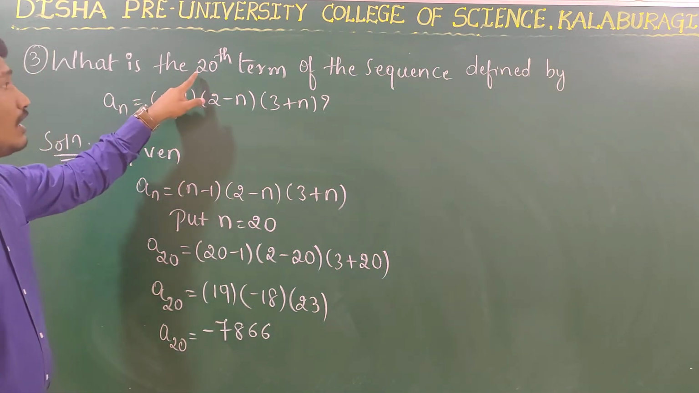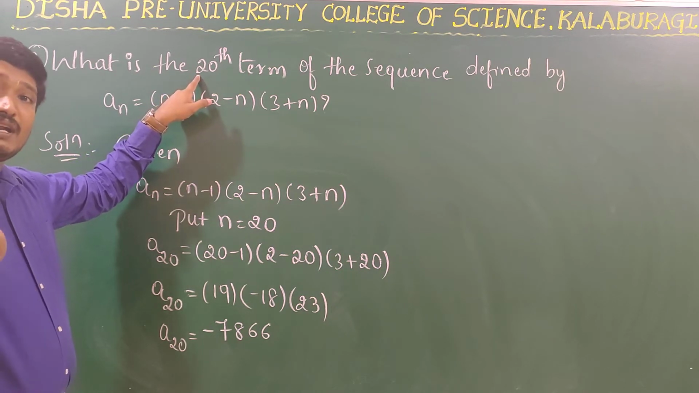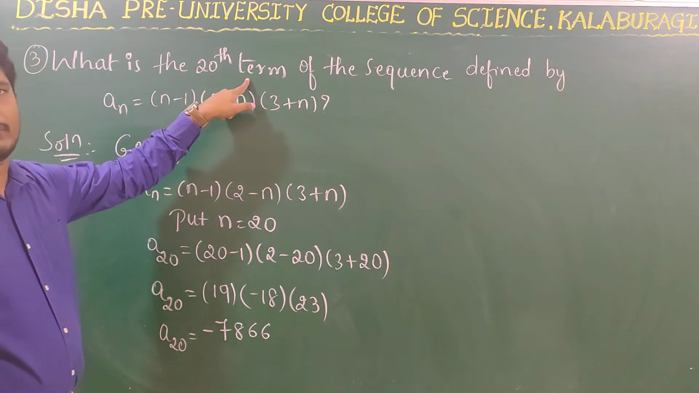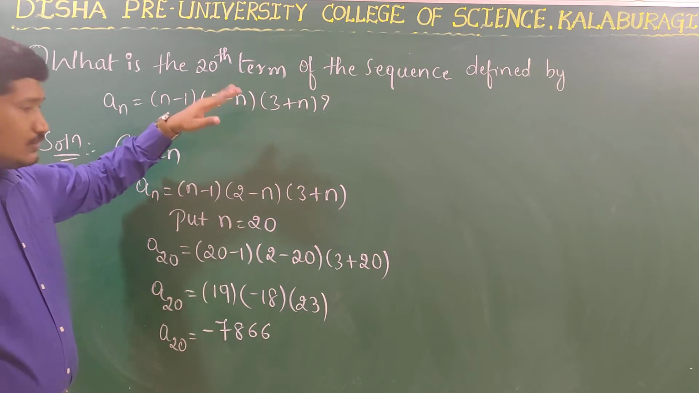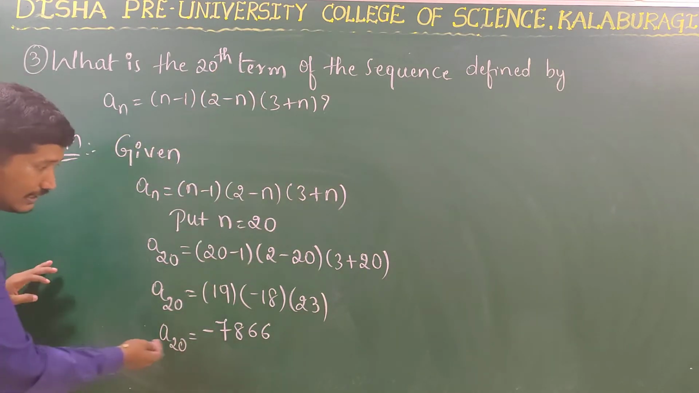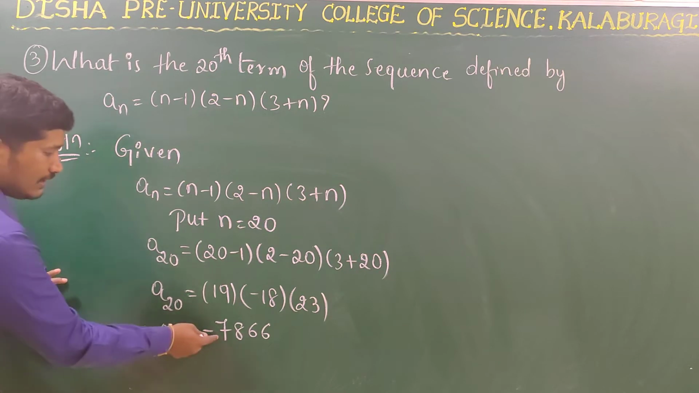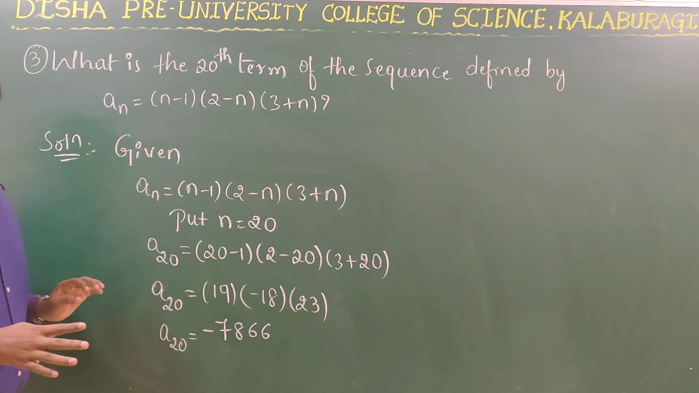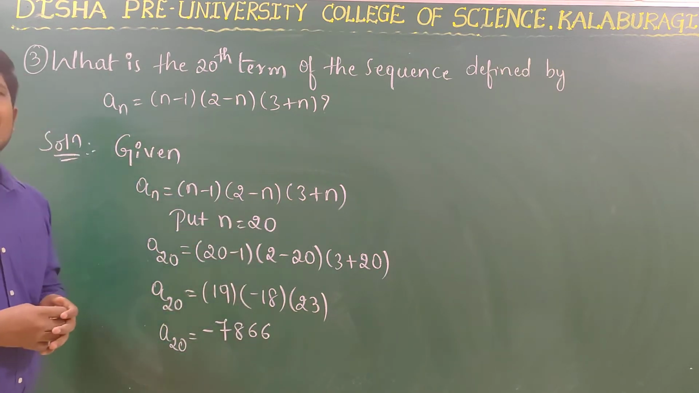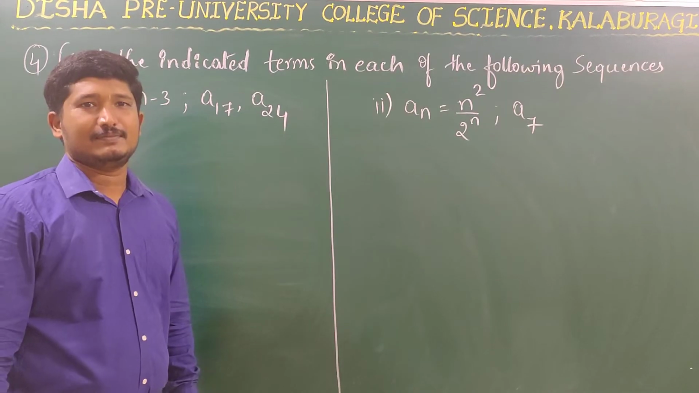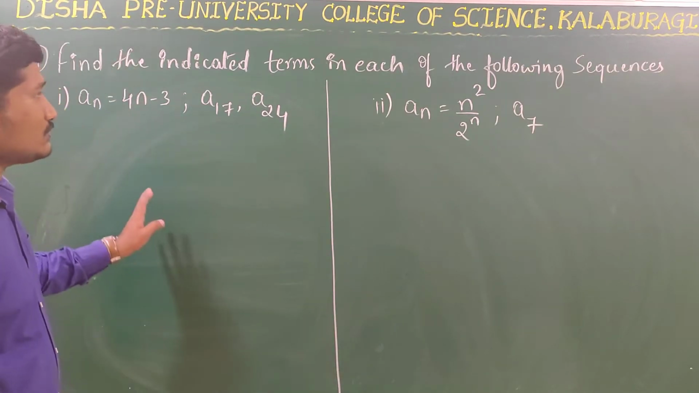So this is how you find the particularly mentioned term of the sequence. Write the solution, and at last you will write: the required 20th term is minus 7866. Right? So now let us move on to the next question. So the next one.